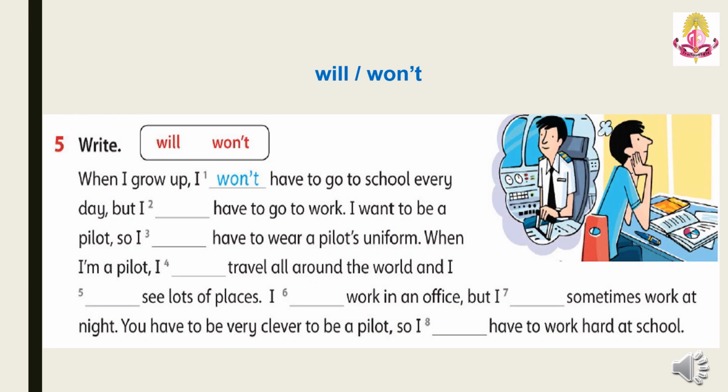Okay, I'd now like you to do exercise 5 from the Grammar Friends book. If you haven't got the Grammar Friends book, don't worry, you can write the answers on a piece of paper or in your notebook. All you have to do is to complete the sentences by writing will or won't. Where you can, use the contracted form of will.